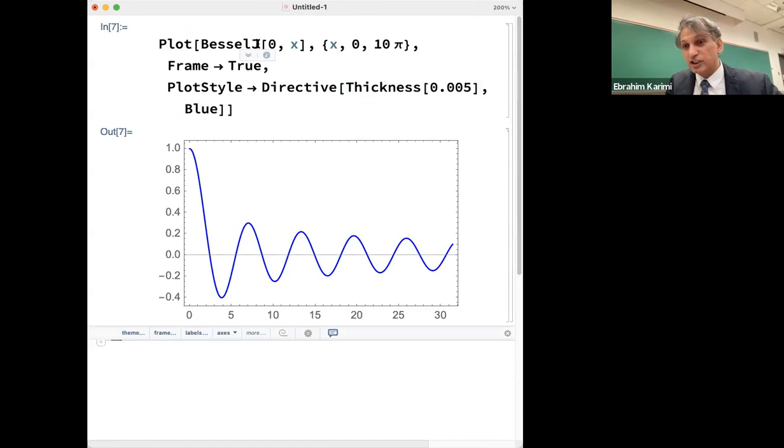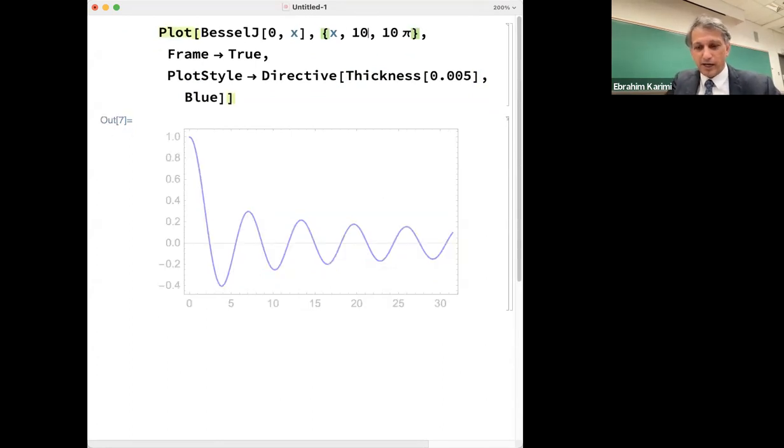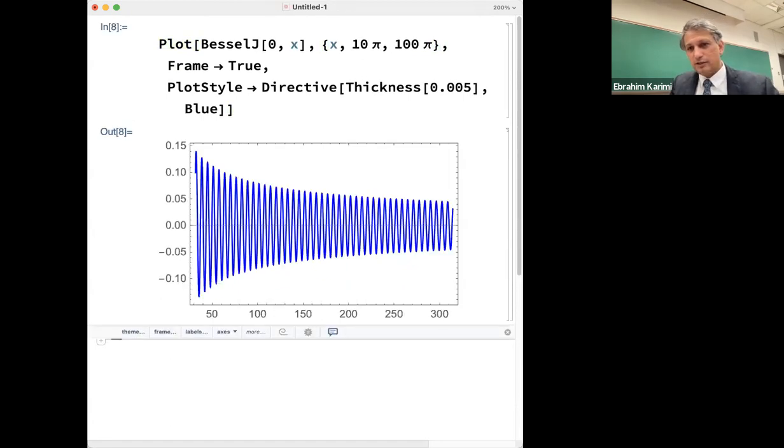Bessel J, so it's essentially J0 when you plot it from 0 to, let's say, 10 pi, which is essentially 31 radians, or let's say 31 units. And if you plot it, you will see the oscillation behavior. It looks like sine and cosine. Look at what is happening from 10 pi to 100 pi. It reminds you of the sine or cosine function. It's just oscillating.